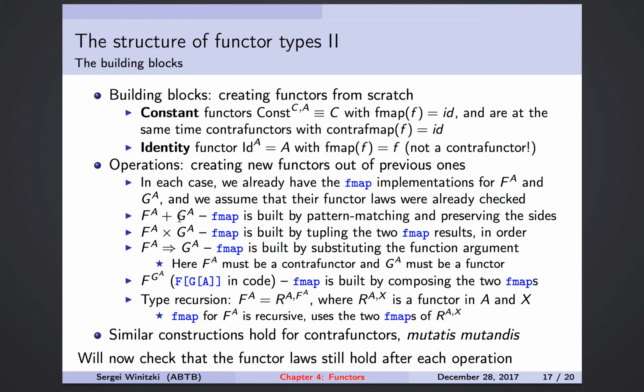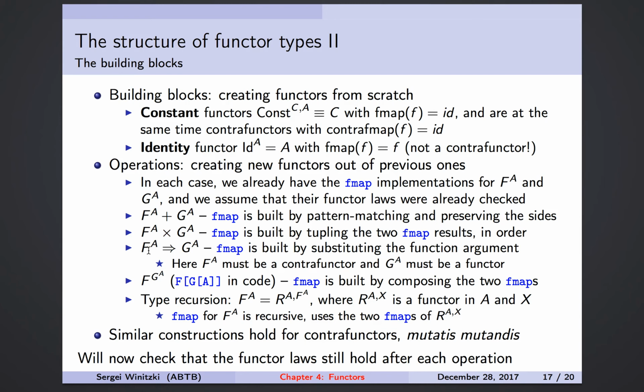And also, well, we can see how that works because we already have experience in implementing Fmap for various constructions like this. So for example, this is just built by pattern matching, and we preserve the left side to the left and the right side to the right. And here we tuple the two results and again preserve the order. And here we substitute the function argument into Fmap. Remember that trick? We have g goes to f of x of whatever g. So that's the kind of trick we need to do here.